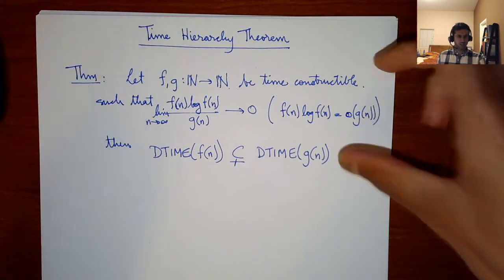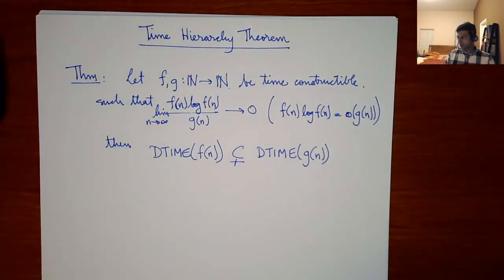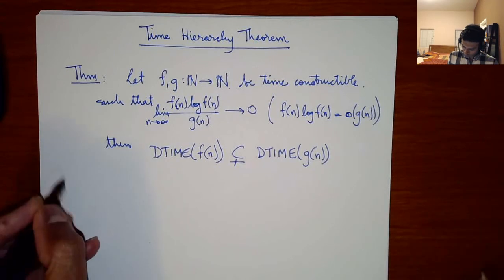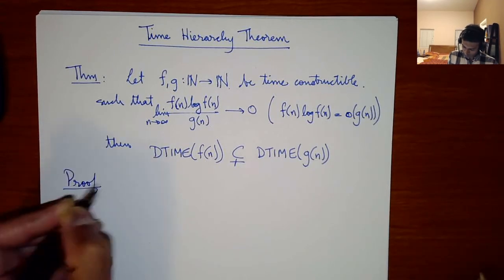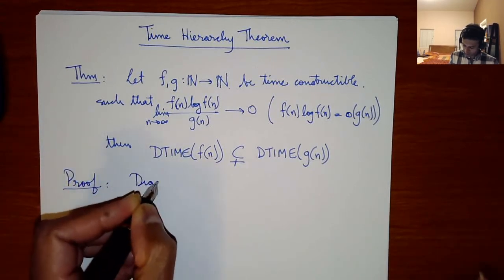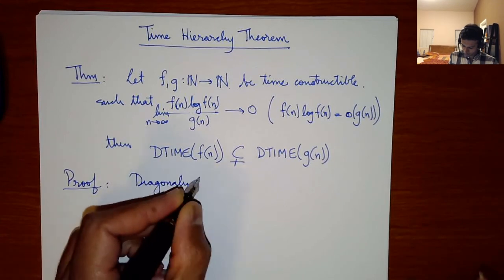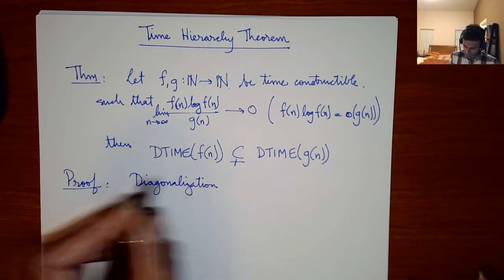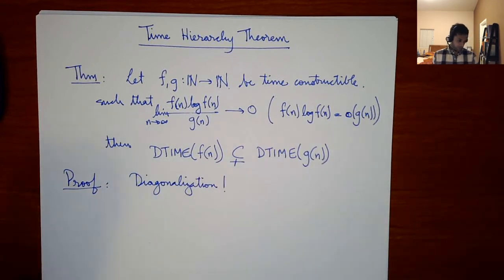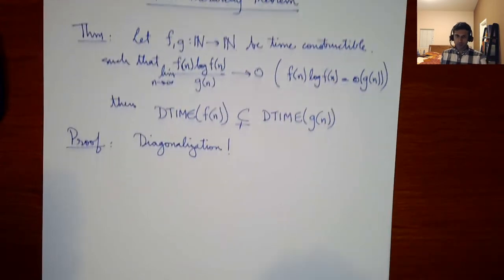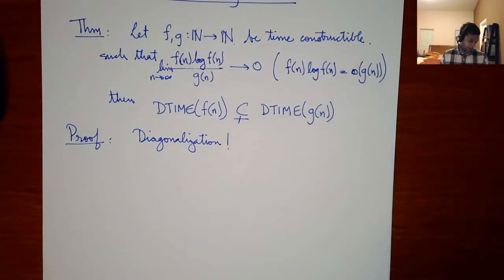Does the theorem make sense? So please ask me questions if the theorem statement doesn't make sense. Okay? The proof is actually diagonalization. Now it's a clever diagonalization. Okay, so let me explain what this is.